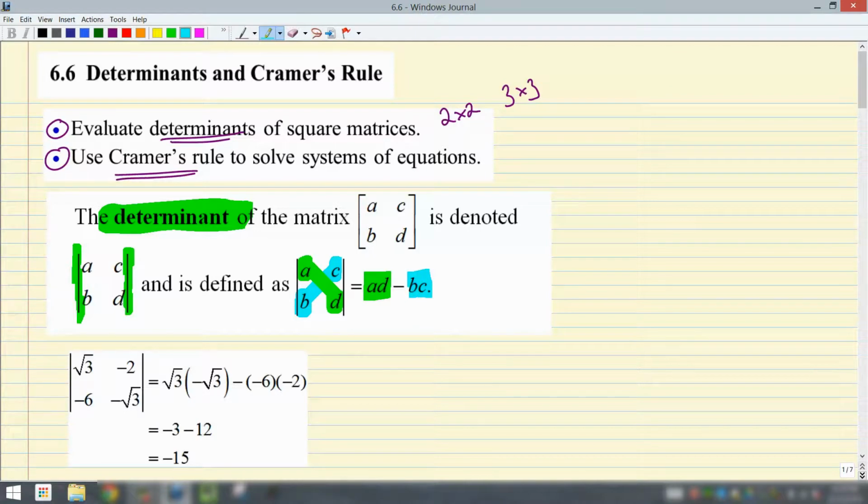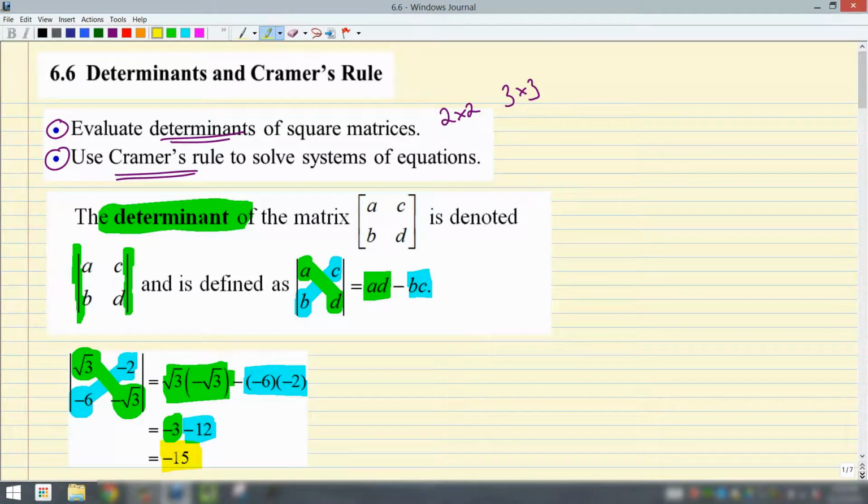Here we have the matrix square root of 3, negative 6, negative 2, negative square root of 3. So the first thing we're going to do is change the matrix notation to the absolute value notation. We're going to take the square root of 3, multiply it by the opposite of the square root of 3. That's this step. And then we're going to take negative 6 and multiply it by negative 2. That's this step. And then we're going to subtract those two. And negative 3 minus 12, negative 15.